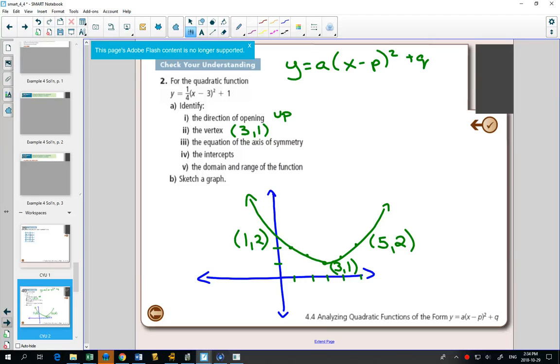The equation of the axis of symmetry. So on our graph, we can take out a red pen and with a dotted line, draw a vertical line through the vertex, and that will be our axis of symmetry because the parabola is the same on either side. It's symmetrical. The equation for the axis of symmetry is always x equals, because that's the equation of any vertical line, and it will always be x equals whatever the x-coordinate of your vertex is.